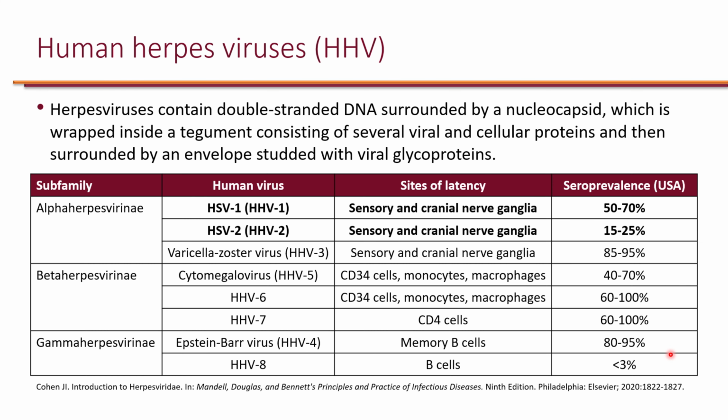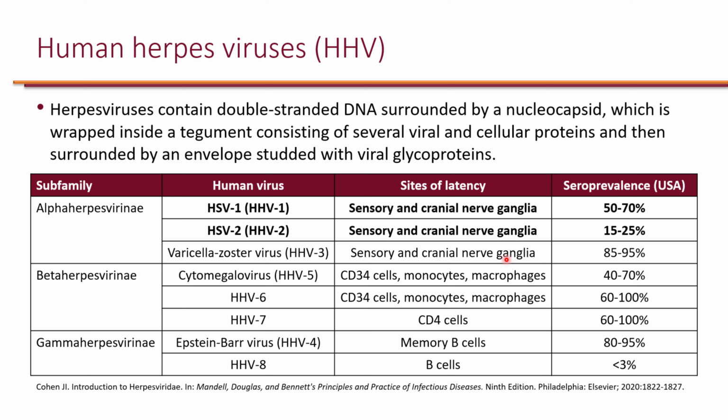The first STI that we'll discuss belongs to the human herpes viruses family. So these are the herpes viruses that contain double-stranded DNA. They're surrounded by a nucleocapsid, which is wrapped inside a tegument consisting of several viral and cellular proteins, which are in turn surrounded by an envelope which has viral glycoproteins.